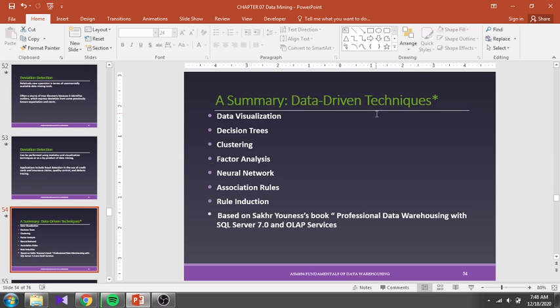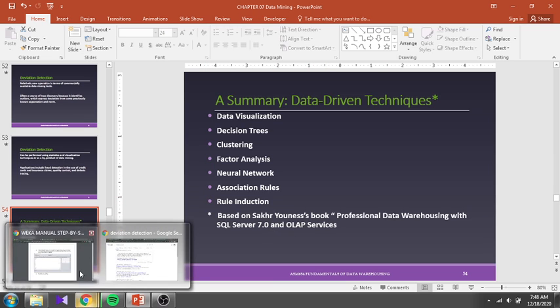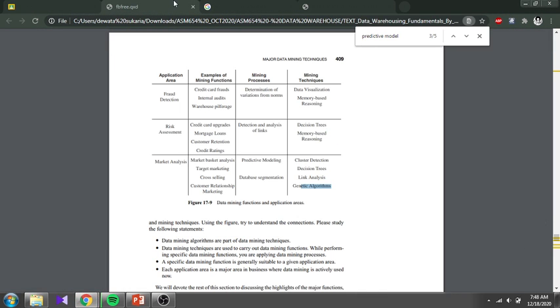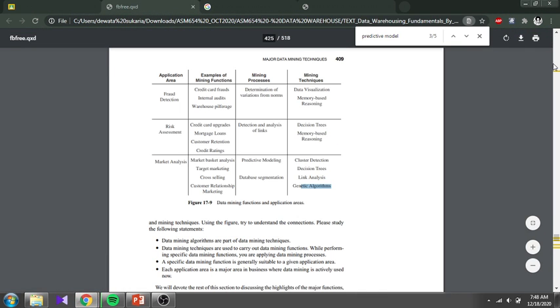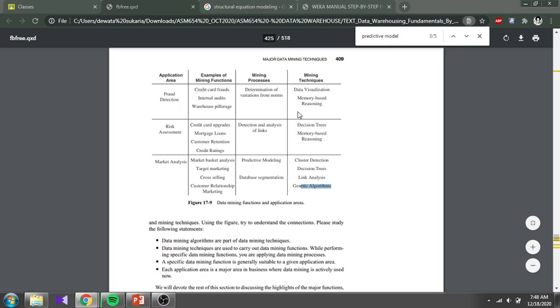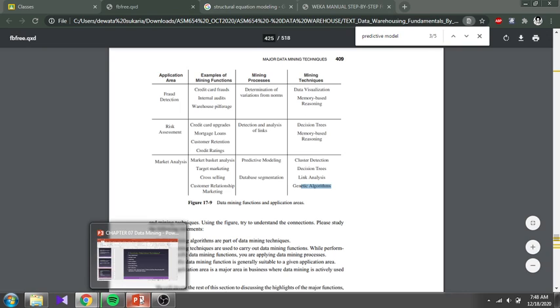Okay, a summary of the data-driven techniques. We have data visualization, decision tree, clustering, factor analysis, neural networks, association rules, and rule induction. This one is based on the Professional Data Warehouse book. I think this is the book we are using, right? I think you have to check this again.